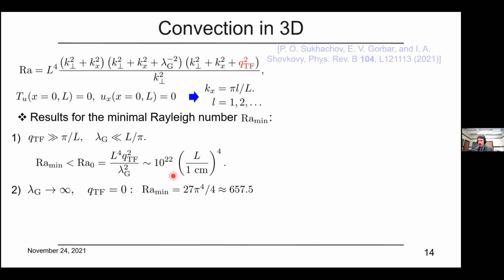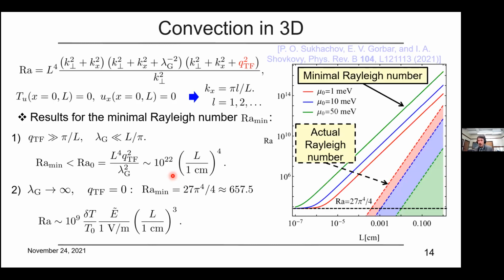Well, so we already started to understand that there is some problem. However, it might still be the case that the actual Rayleigh number that we achieve by applying a temperature gradient will also be large for some reason. Therefore, it's important to provide the actual Rayleigh number.